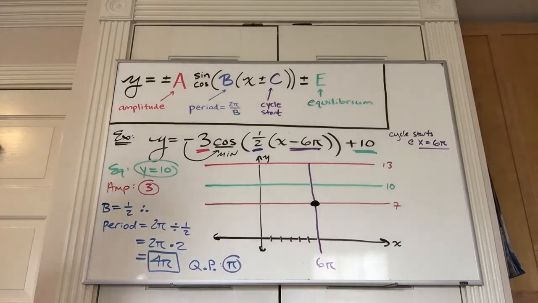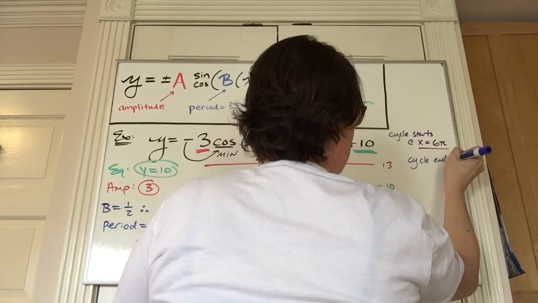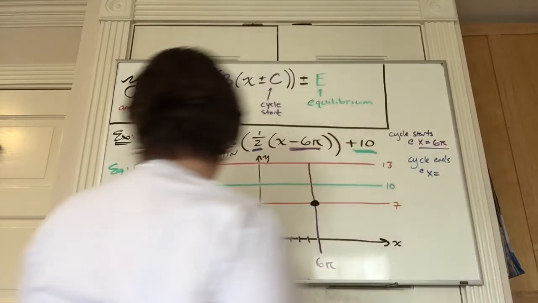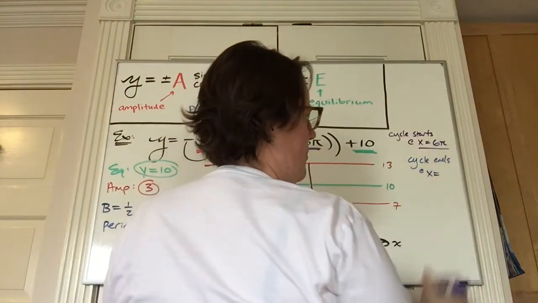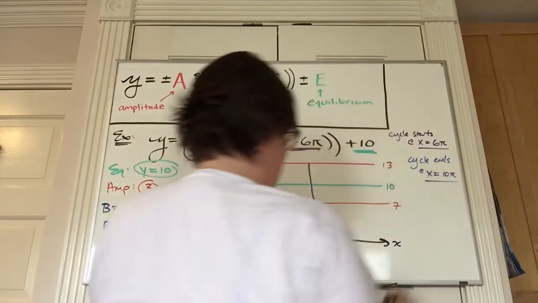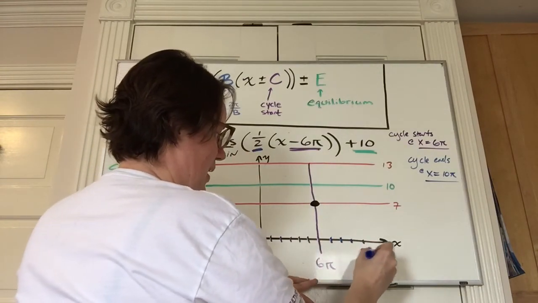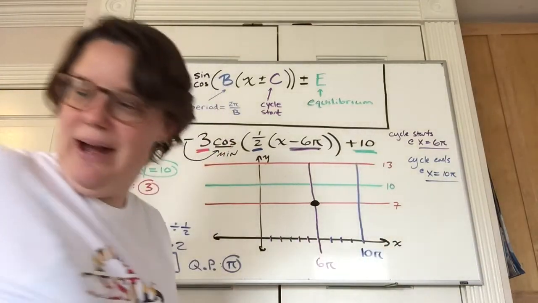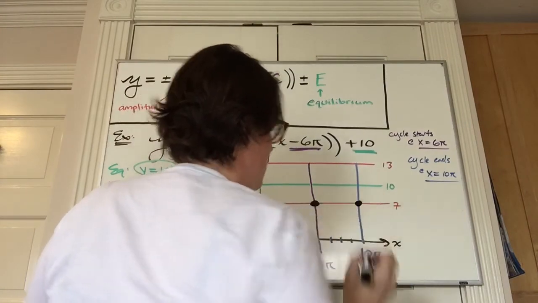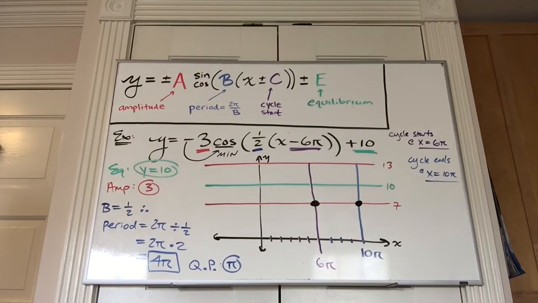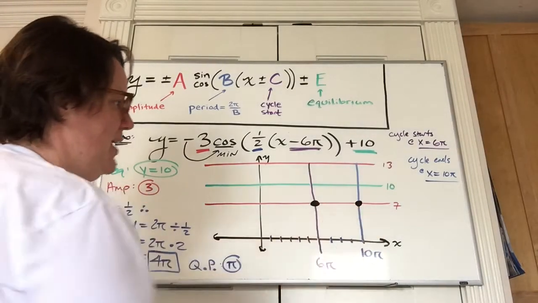All right, so how do I know where the cycle ends? If the cycle starts at 6 pi, the cycle ends exactly 1 period later. The period for this graph is 4 pi. So if I add 4 pi to 6 pi, this cycle ends at 10 pi. So here's 7 pi, 8 pi, 9 pi, here's 10 pi. That is where I expect the cycle of this graph to end. Always end your cycle in the same place you start, because these are periodic functions. They repeat themselves every period. So if you start at the minimum, you'll end at the minimum.